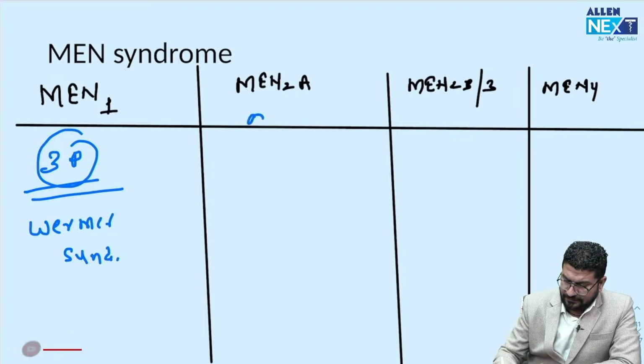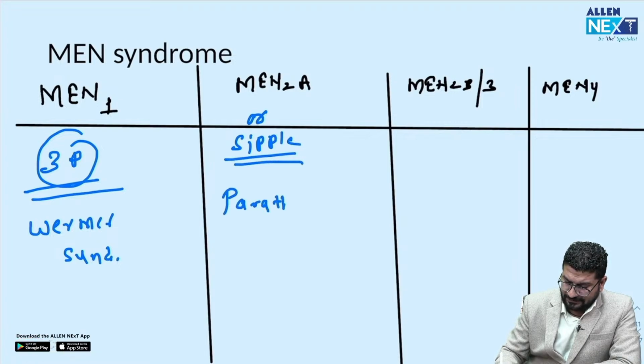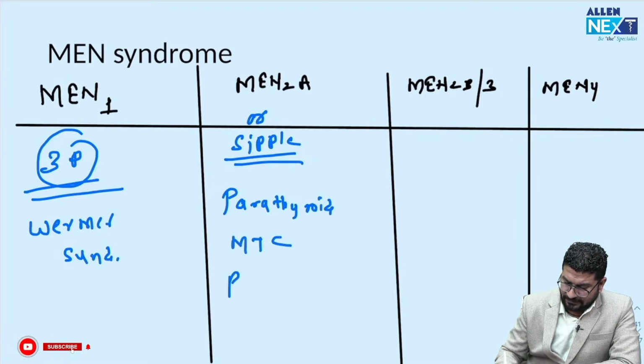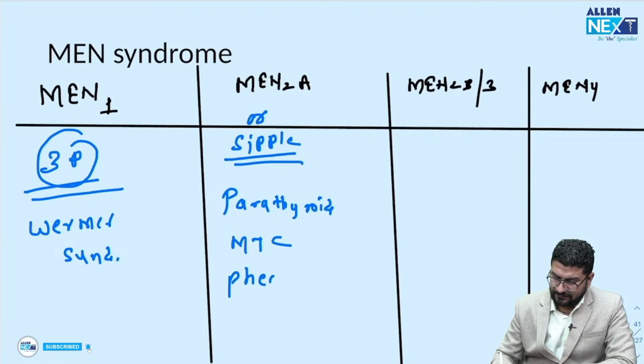MEN 2A is also called Sipple syndrome. So here we have parathyroid adenoma or hyperplasia. Then we can also have MTC, means medullary thyroid carcinoma, and pheochromocytoma.